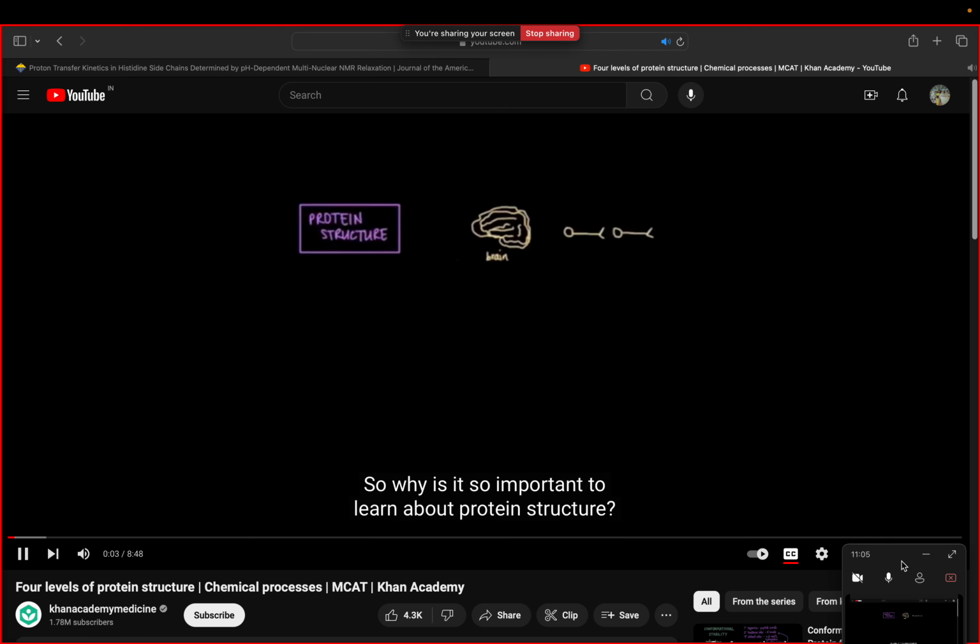So why is it so important to learn about protein structure? Well, let's take the example of Alzheimer's disease, which affects the brain. In certain people, as they age, proteins in their neurons start to become misfolded and then form aggregates outside of the neurons, and this is called amyloid. So amyloid is really just clumps of misfolded proteins that look a bit like this.